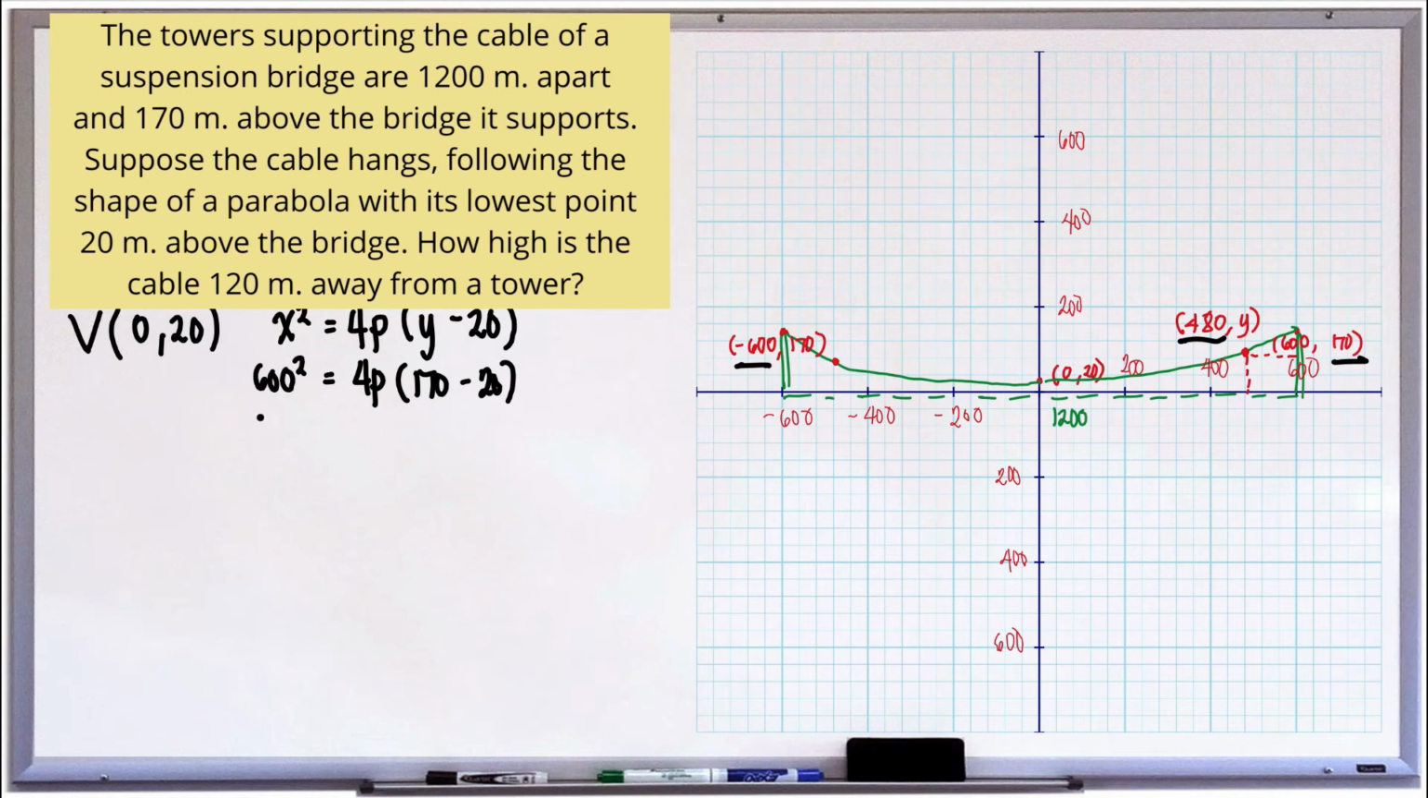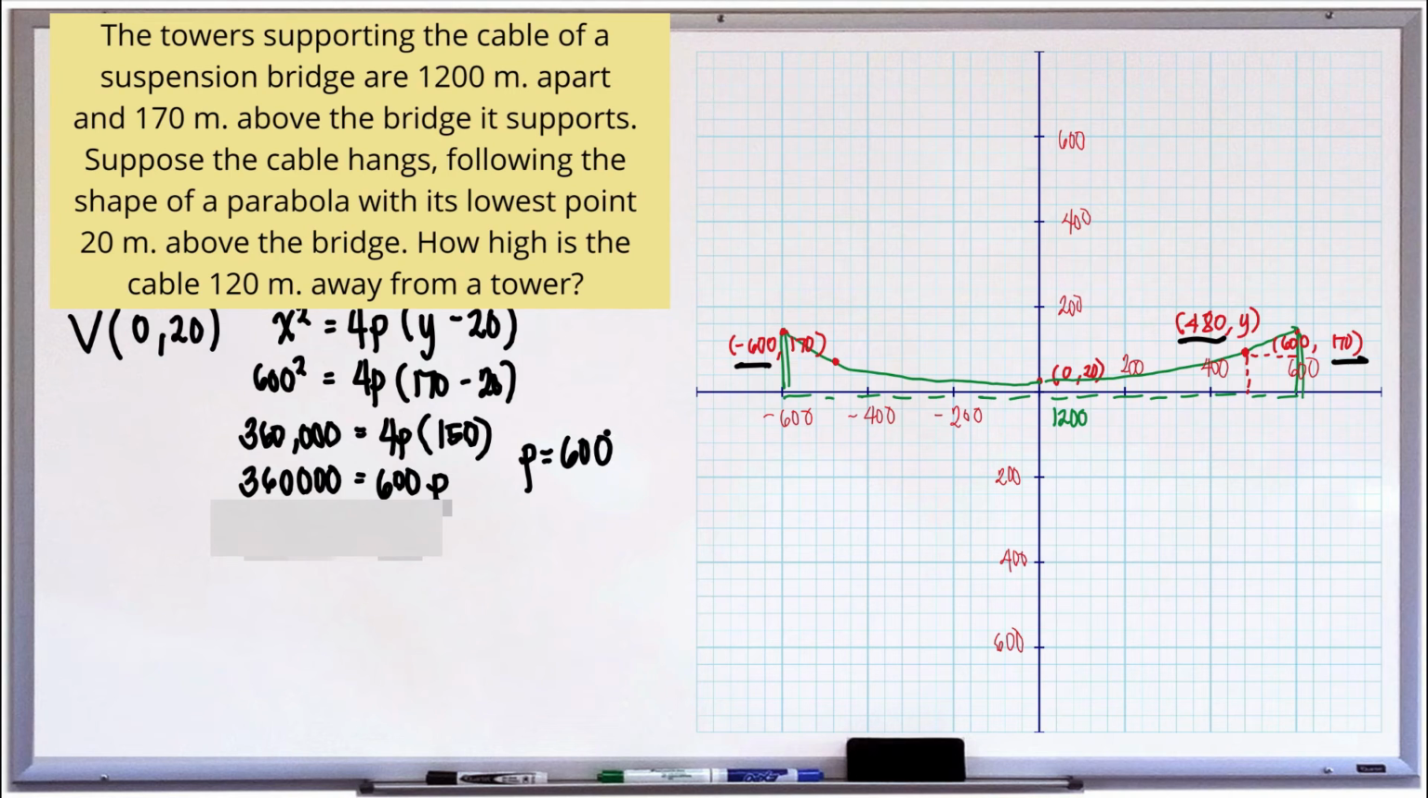Simplifying, we will have 360,000 equals 4p times 150, which is 600p. Simplifying, we have p equals 600.